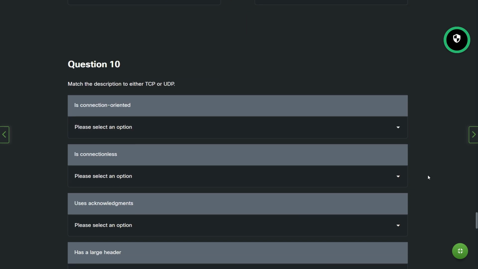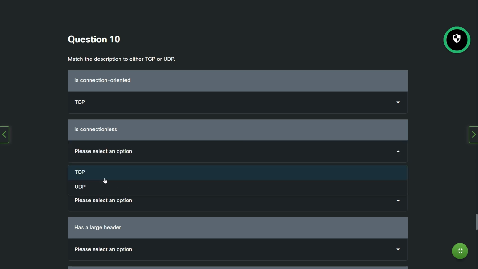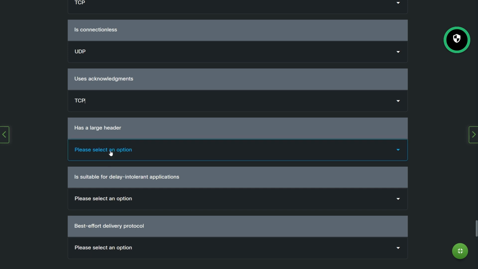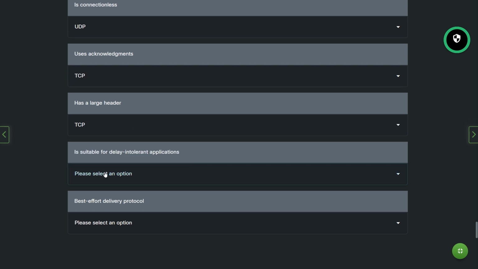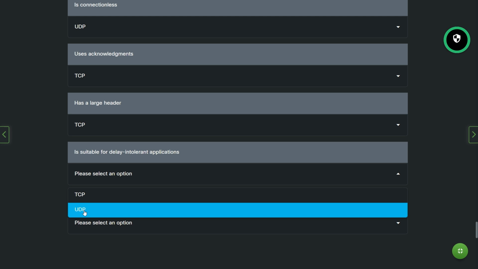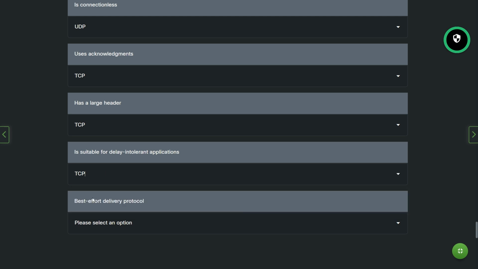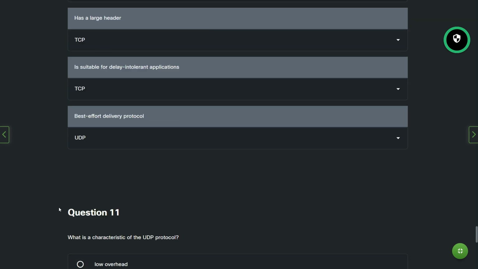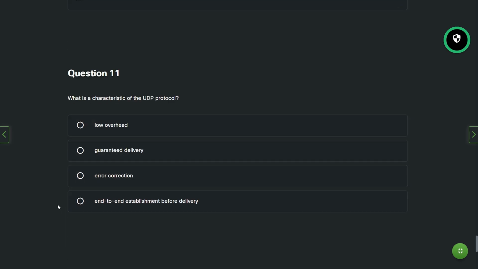Match the description to either TCP or UDP. Is connection oriented, TCP. Is connectionless, UDP. Uses acknowledgement, TCP. Has a large header, TCP. Is suitable for delay intolerant applications. Best effort delivery protocol, UDP. What is a characteristic of the UDP protocol? Low overhead.